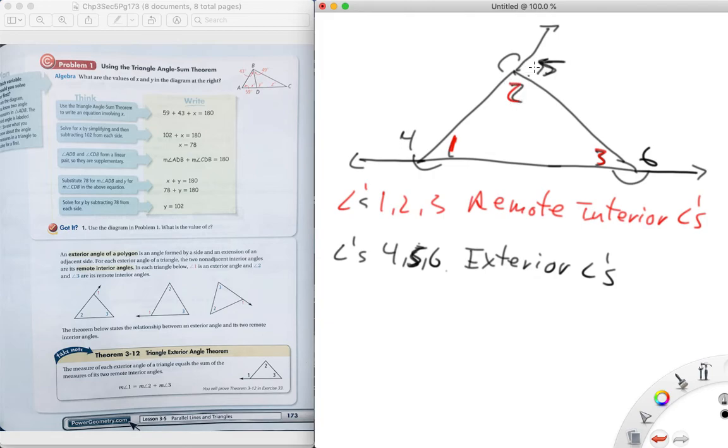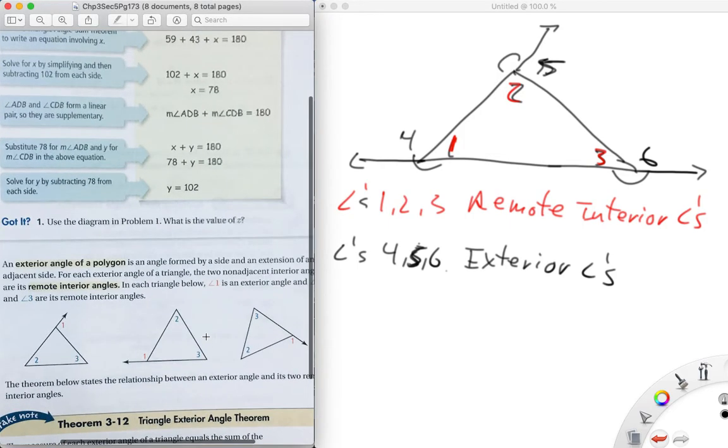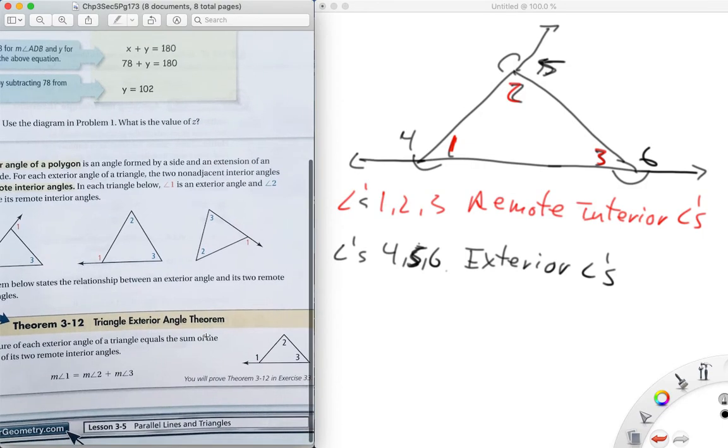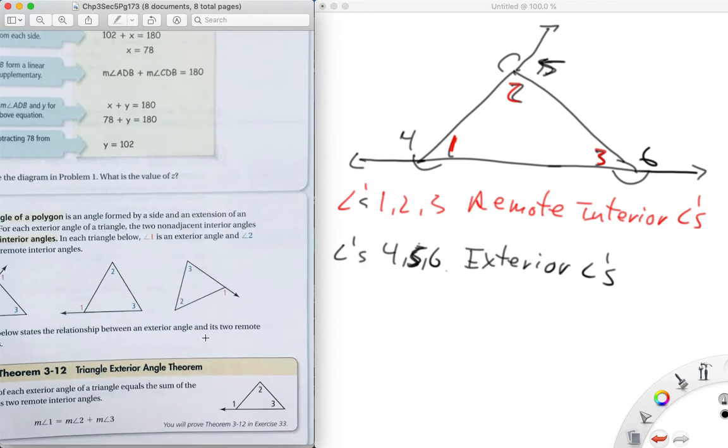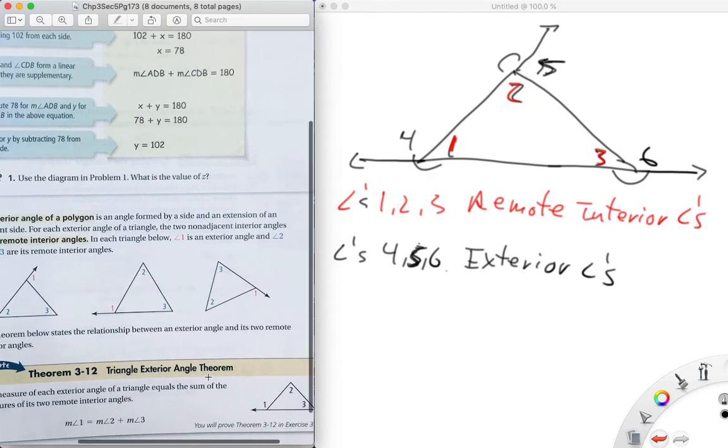So 2 and 5 are interior and exterior. They form a linear pair. 1 and 4 interior, exterior. 3 and 6 interior, exterior. They form a linear pair. Which leads to our next thing, the triangle exterior angle theorem, which says that the measure of each exterior angle is equal to the sum of its two remote angles.